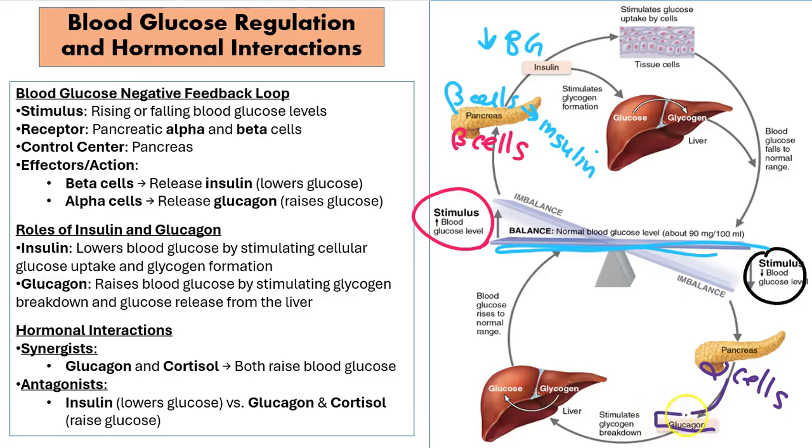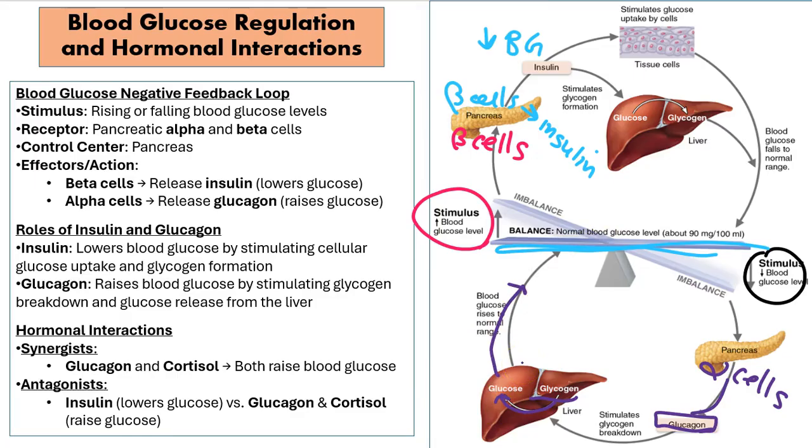release glucagon. That's going to be our effector there. It's going to release glucagon. What is glucagon then going to do? What's going to be the response or action? Glucagon is going to stimulate the breakdown of glycogen that's stored in the liver. That glycogen is going to be broken down into glucose. The glucose is going to go into the blood, and now you're going to be back to a normal blood glucose level.